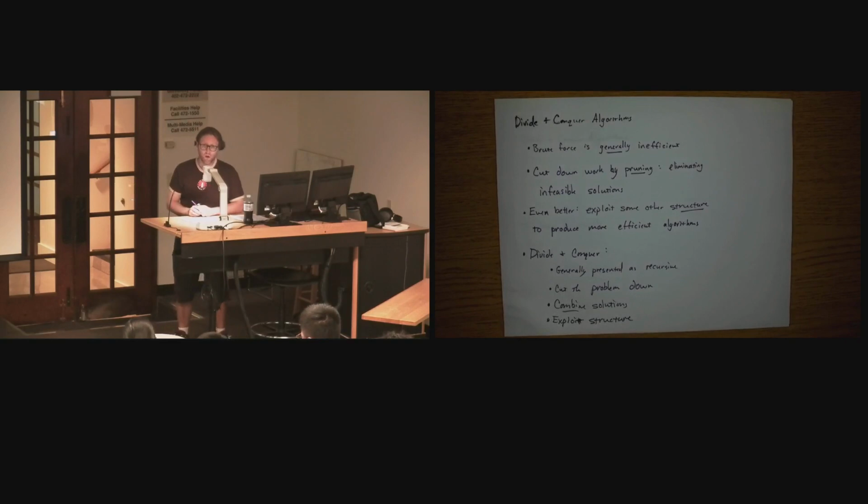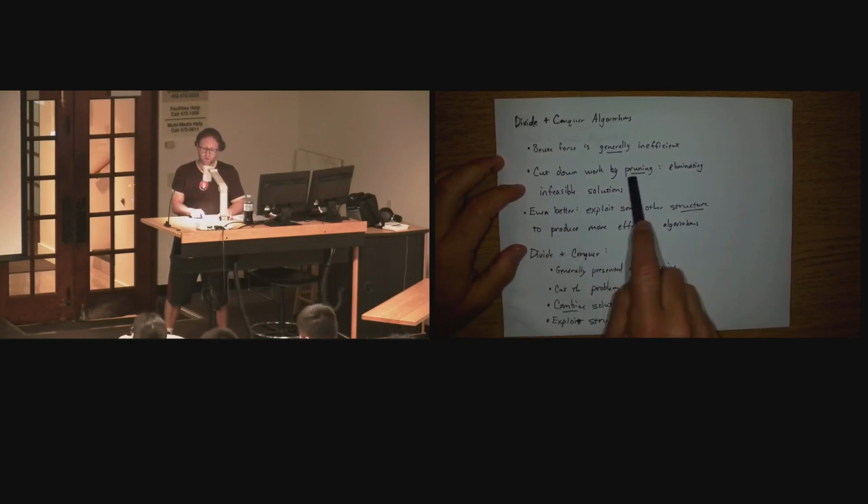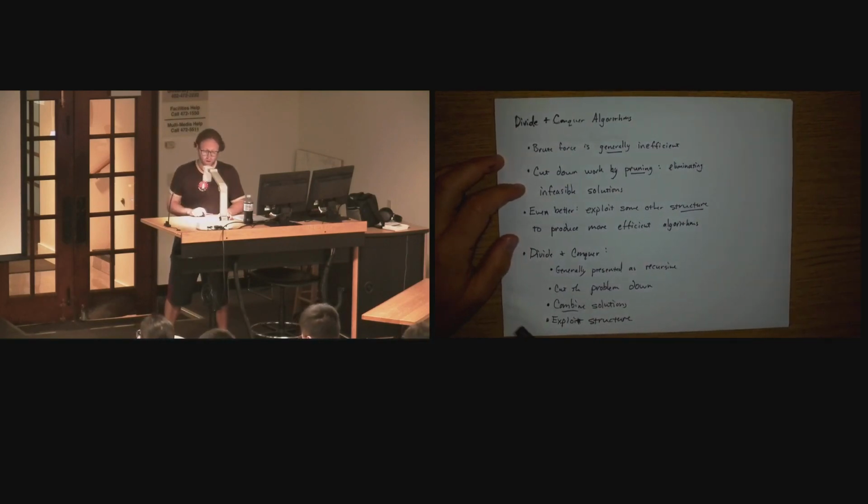Okay. So we've already seen the brute force algorithms, and they're generally inefficient because they have you essentially generating combinatorial objects, all pairs or all triples or all subsets or all permutations, right? These are exponential or super exponential algorithms. We did try to cut it down a little bit using pruning, right, we eliminated infeasible solutions. And then we backtracked and checked to see if there are other solutions. Even better, though, is to exploit some other structure to be able to produce even more efficient algorithms.